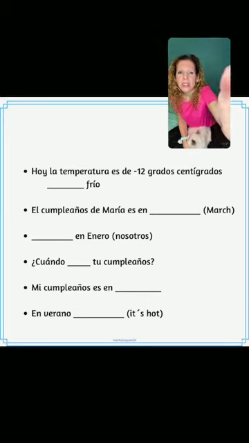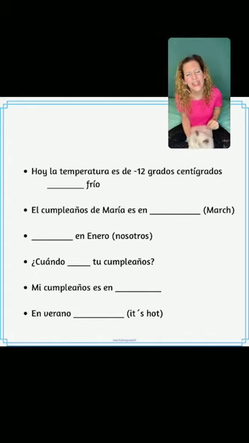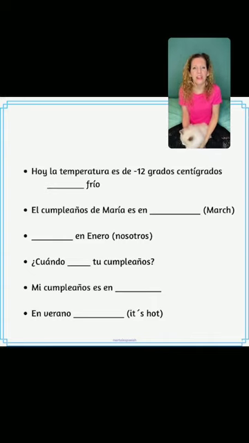So sorry, I'm not seeing there. En verano, it's hot. How can you say it's hot? We studied the verb too. We are ending as we began this, okay, this practice. So, en verano, it's hot. What would you say? En verano?